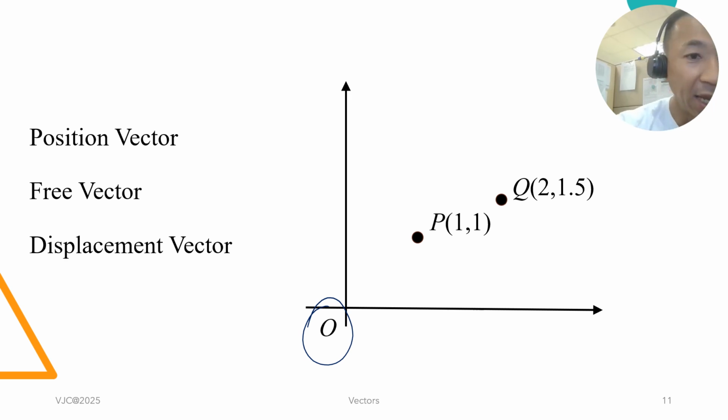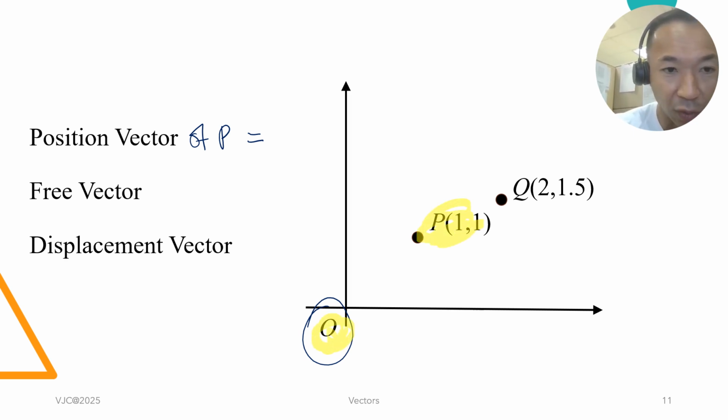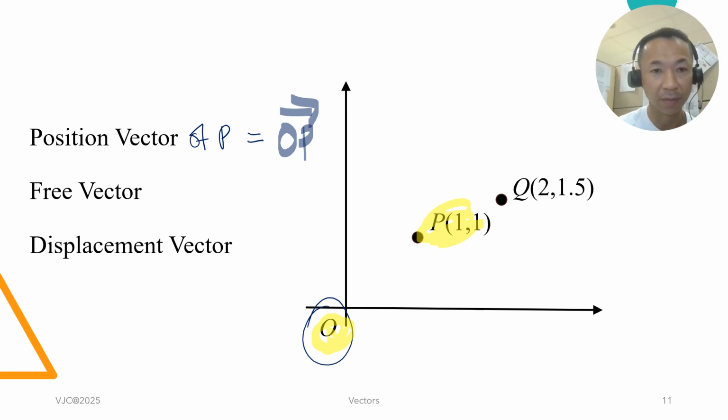All right. If I say the position vector of P, it is the position of P relative to the origin. So if I say position vector of P, it is actually just OP. Okay, so the position vector basically defines the position of a point relative to the origin. So it's always relative to the origin. So for example, if I say position vector of Q, it is just OQ. End of story. That's that.